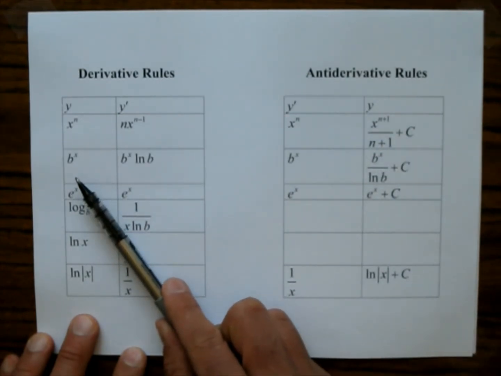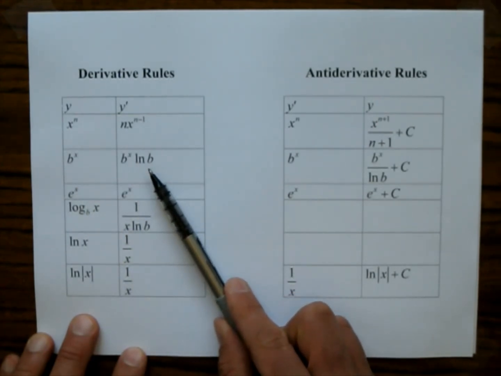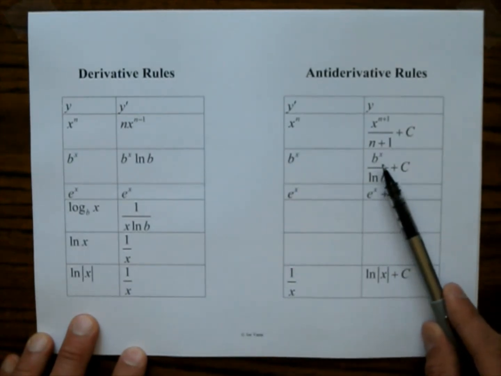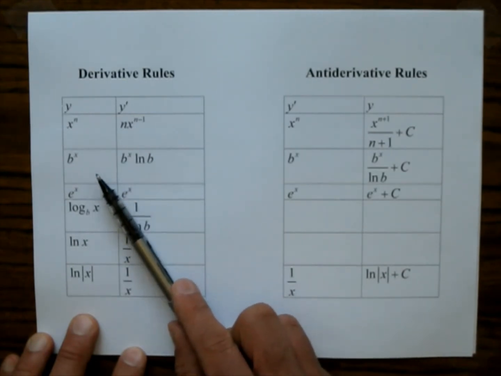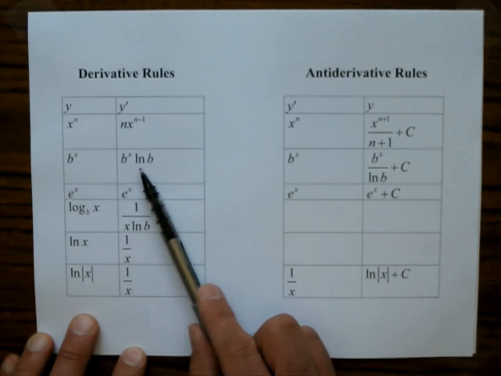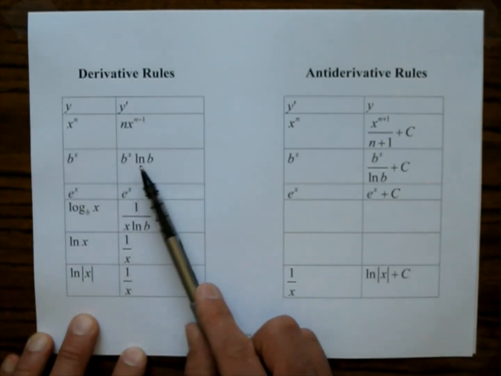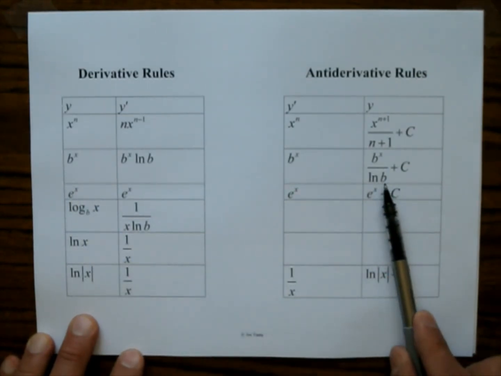This one is actually not included in this section, but I'll put it here anyway. The derivative of b to the x is b to the x ln b. And the antiderivative of b to the x looks like b to the x over ln b plus c. So what happens if you want to go back? This right here is just a constant. And so when you go back, if this constant wasn't here, then it would actually be on the bottom of that. And so that's what we're saying.